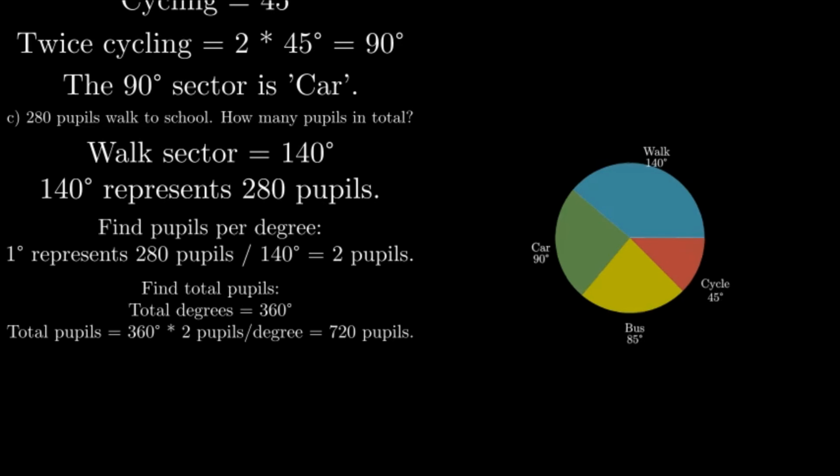The entire pie chart is 360 degrees. To find the total number of pupils, we multiply the total degrees by the number of pupils per degree. That's 360 times 2, which gives us a total of 720 pupils in the survey.